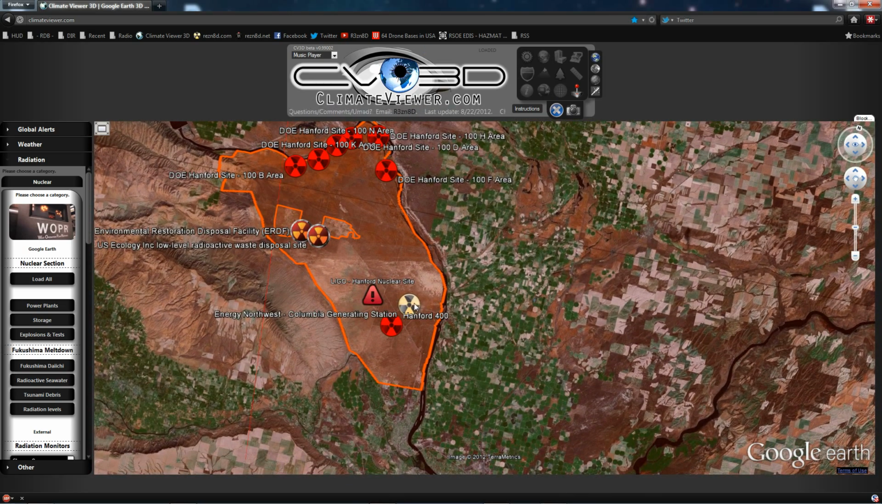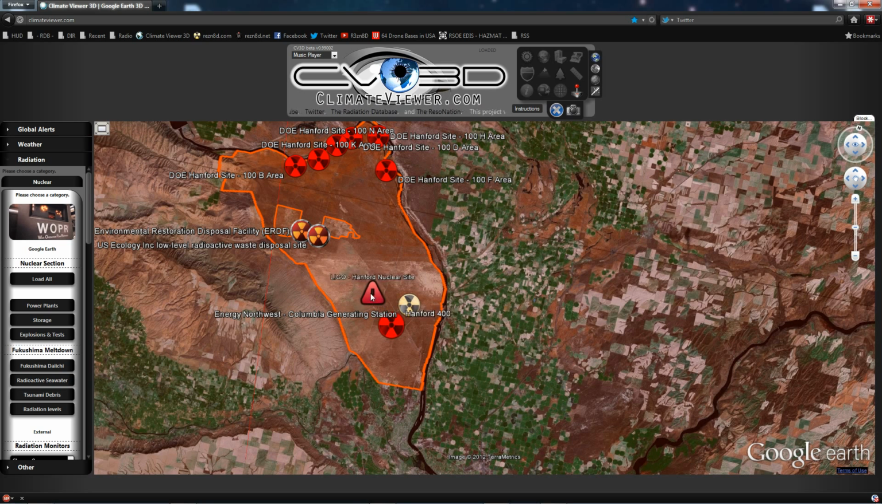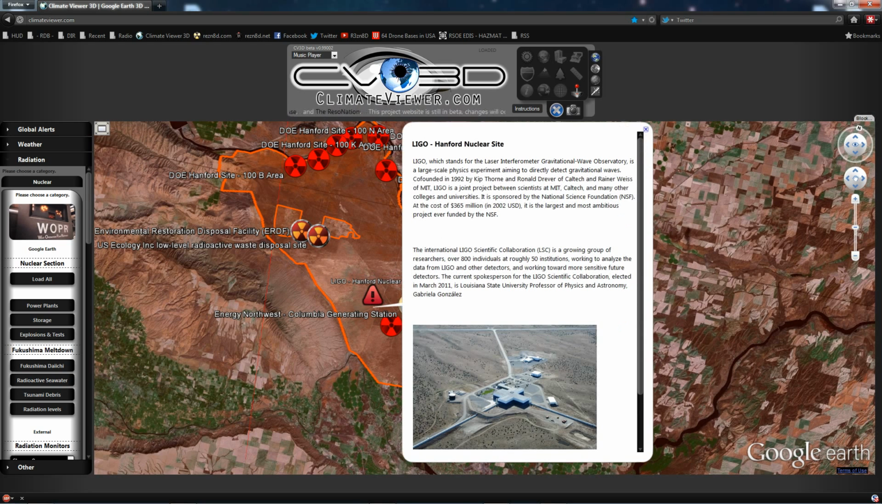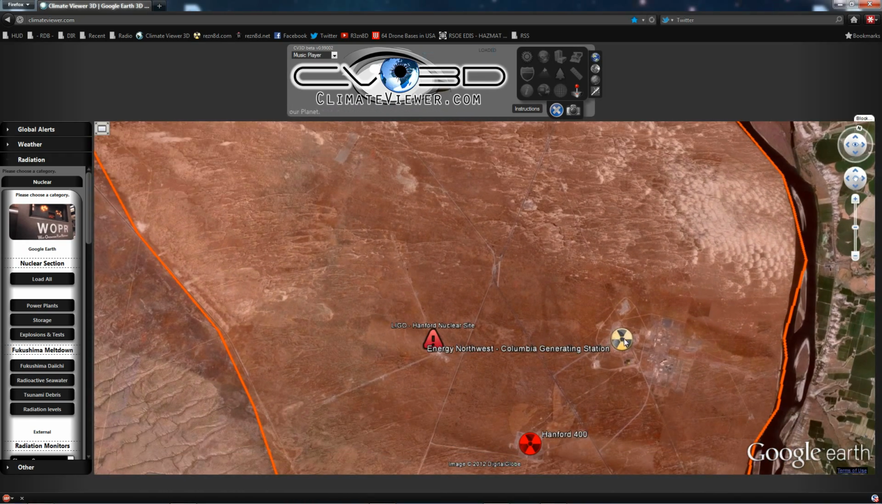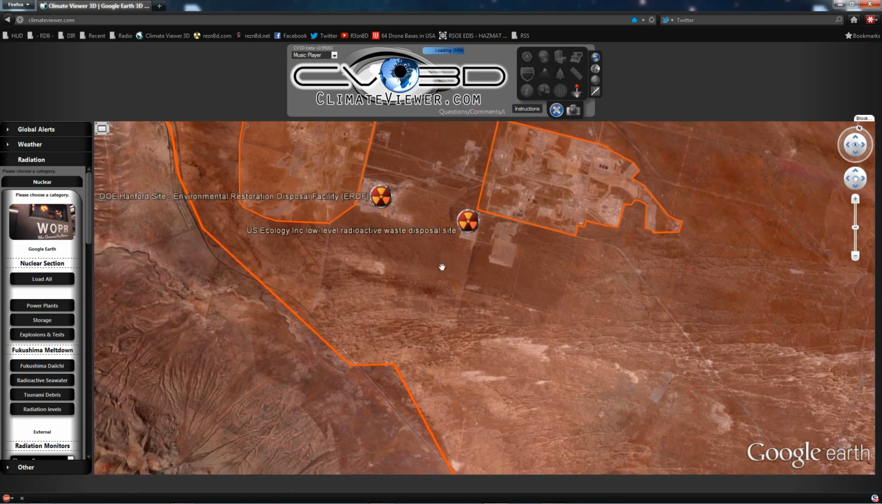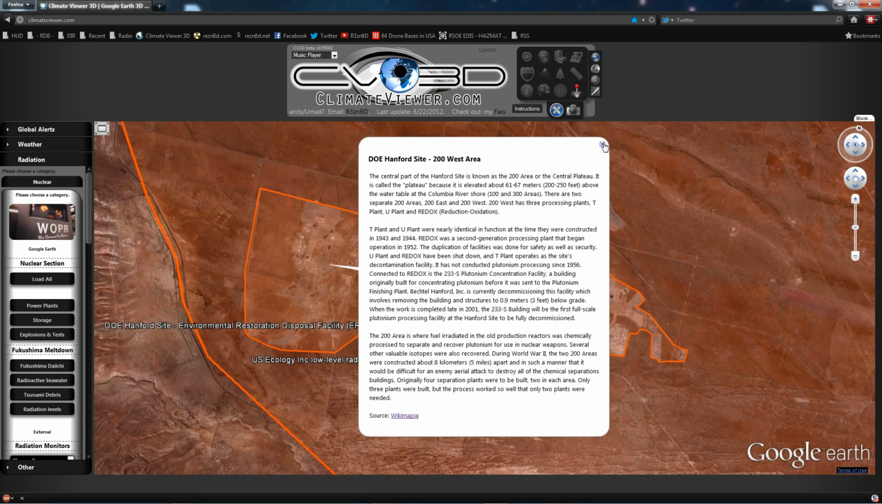Also at the Hanford nuclear site is an operational nuclear power plant, the Columbia Generating Station, as well as the LIGO Hanford site, the Laser Interferometer Gravitational-Wave Observatory. And this is basically a laser beam fired down a very lengthy tunnel, and they look for minute vibrations in the laser to find gravitational waves. I imagine that it's here because it's probably powered by the nuclear power plant. Otherwise, who knows?